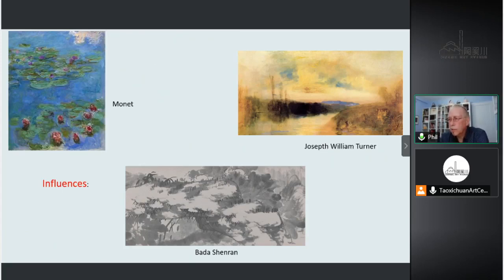Influences come from many sources, such as academic, philosophy, spiritual, Buddhism, Taoism, etc., artistic, specific artists, cultural, travel, friends, etc. Here are three of my more important influences: Monet, Bada Shanren, and Joseph Mallord William Turner. Other influences include Amy Sillman, Salvador Dali, Qi Baishi, John Selkirk Cotman, and Andrew Wyeth. Influence does not mean to imitate, but the influences can initiate further thought and ideas.